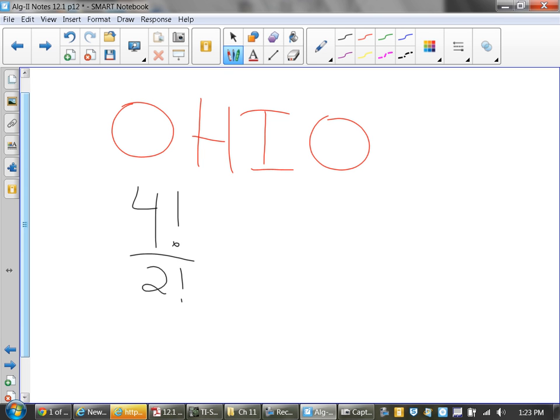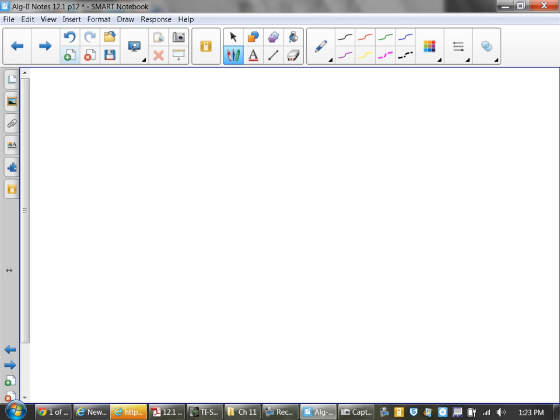4 times 3 times 2 times 1, divided by 2 times 1. And 0 factorial is 1. Think of it as something to the 0 power, and then it's 1. Now the weird one is this one. The O was repeated twice.